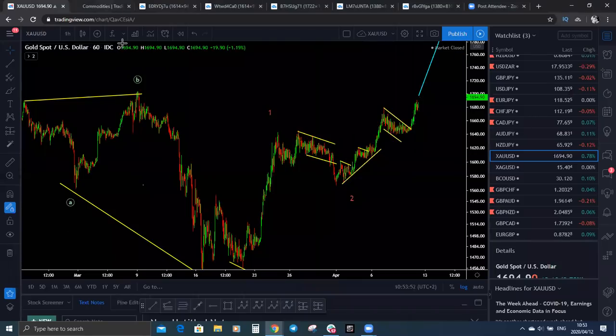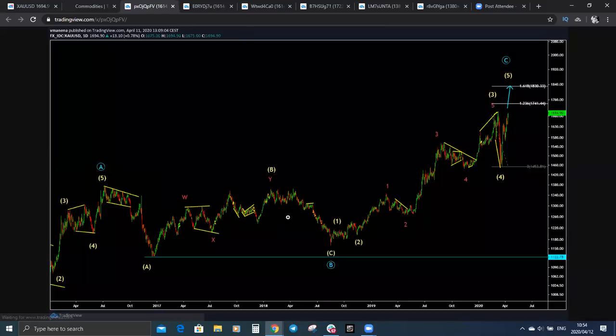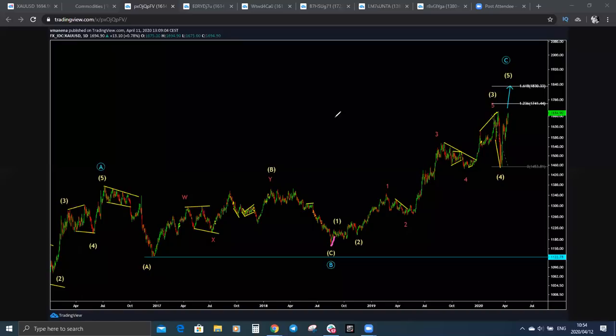Now let's go into the structure and look at another lower degree, the daily. If you look at the daily, that's the daily structure there. You can see we've got this as a 1, this is a 1, 2. Now what you're seeing here in red is a 1, 2, 3, 4, 5. Now that 1, 2, 3, 4, 5 comes with an expanding flat for a wave 4 in yellow. Let me do it in yellow. Expanding flat in yellow, like that.